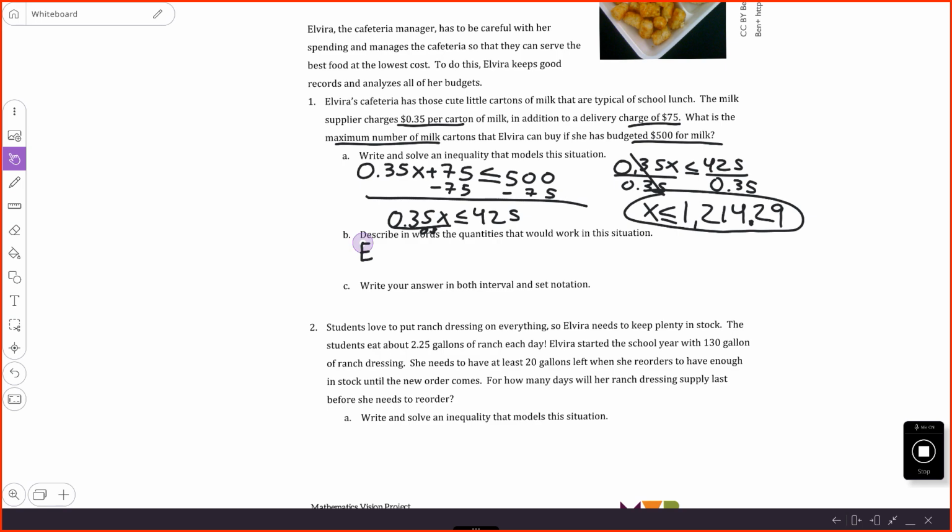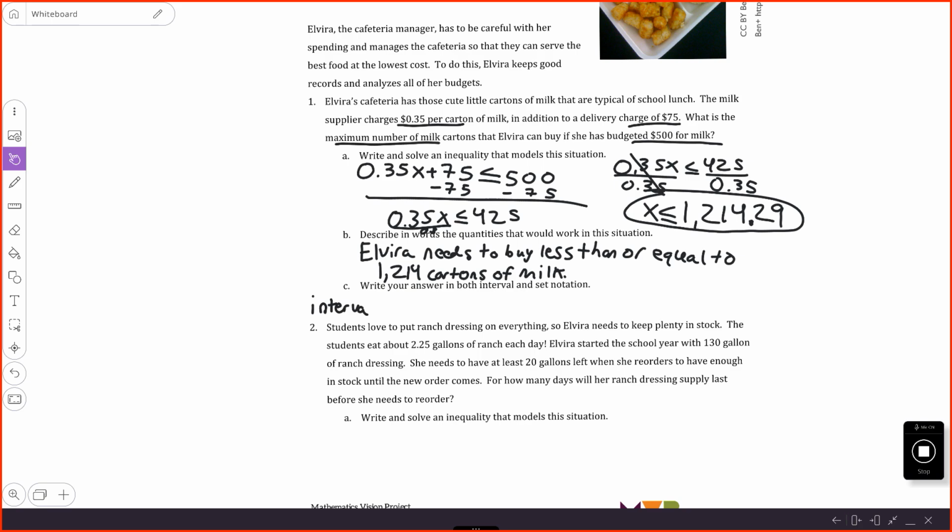Alvera needs to buy less than or equal to 1,214 cartons of milk. Again, you cannot buy part of a milk carton, so we have to round to a whole number. I rounded down in this situation because we want less than an amount. So 1,214 is less than 1,214.29. Now interval notation and set notation.